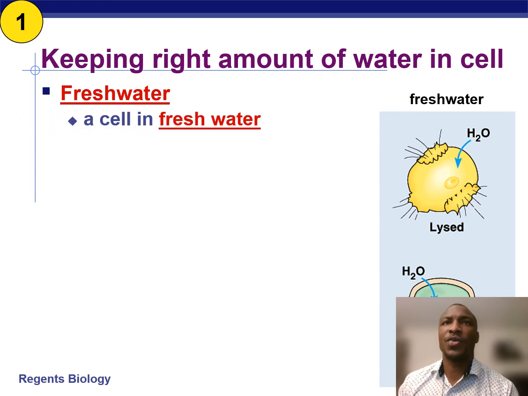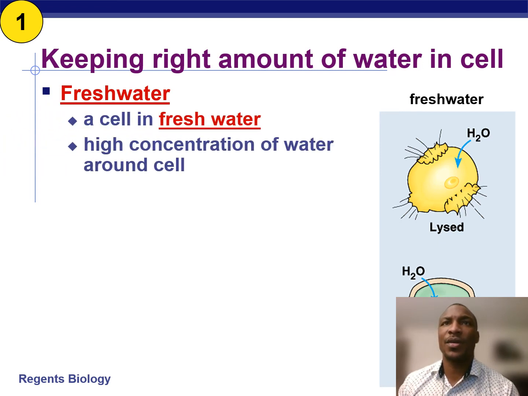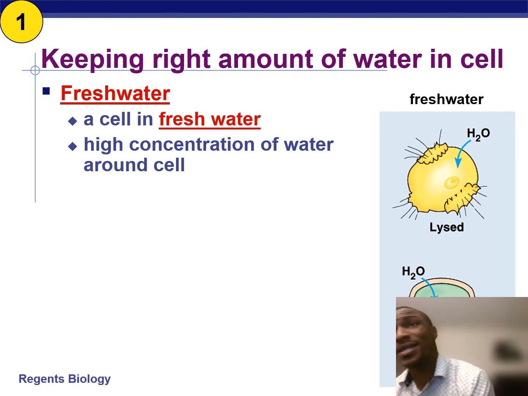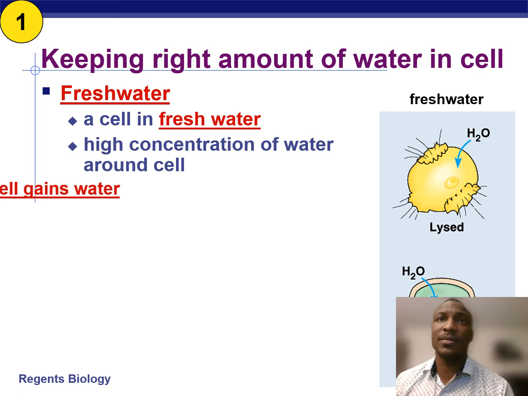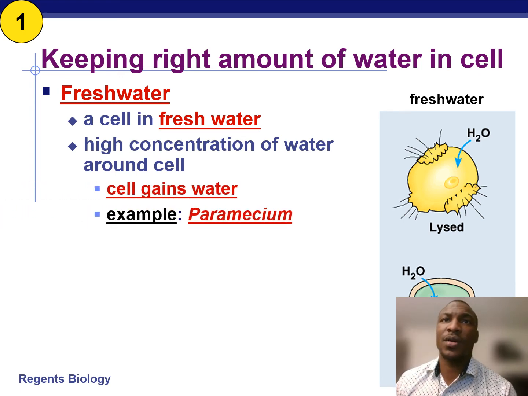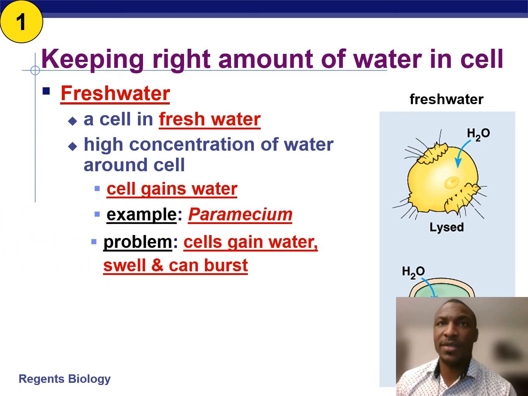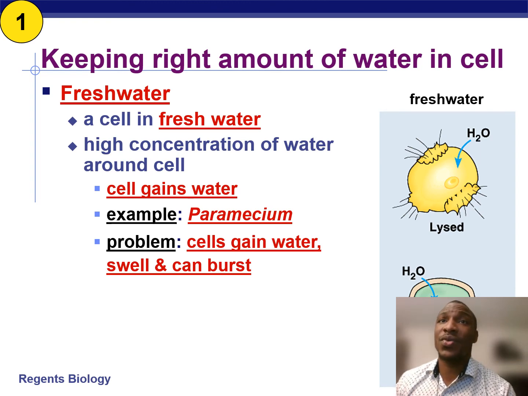So first, fresh water. A cell in fresh water has a higher concentration of water than the cell itself: 100% water on the outside, 50% water on the inside. Well, 100 is higher than 50, so water is going to move from high to low, into the cell. The cell gains water. Example, paramecium. Problem: the cell gains water, swells, and can burst. And if you blow up, you're dead.